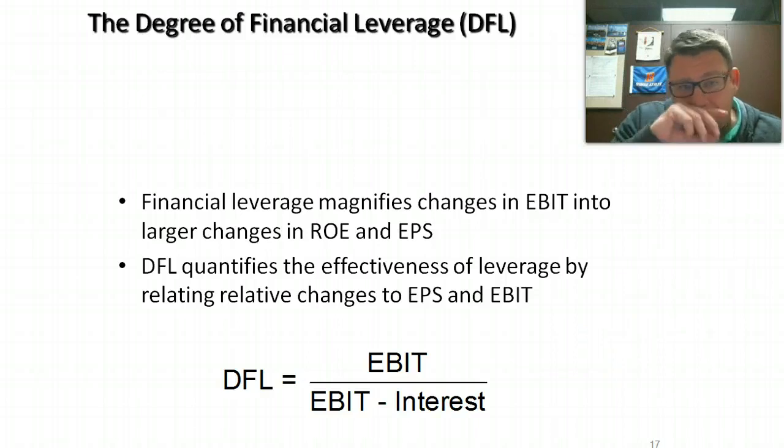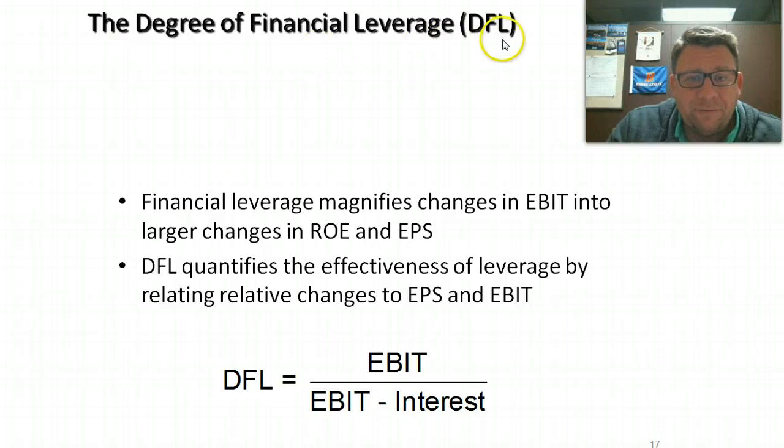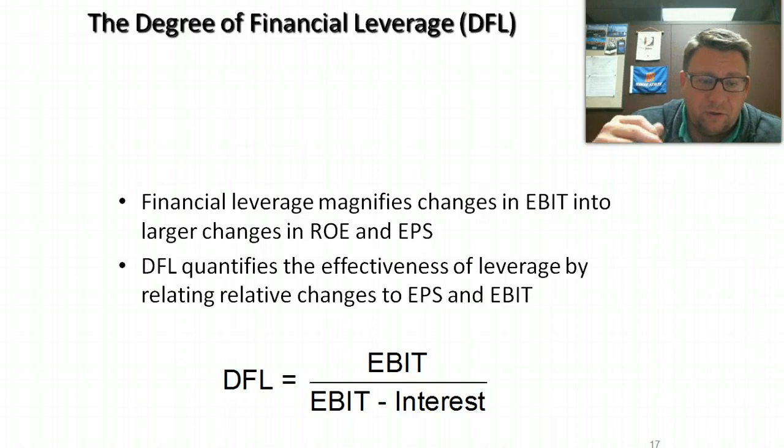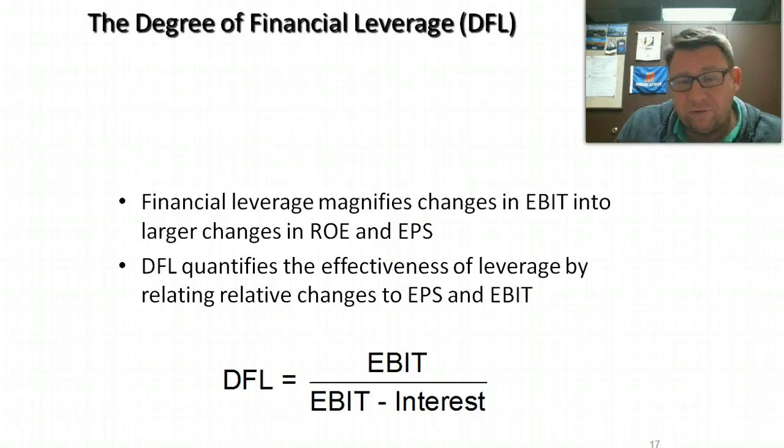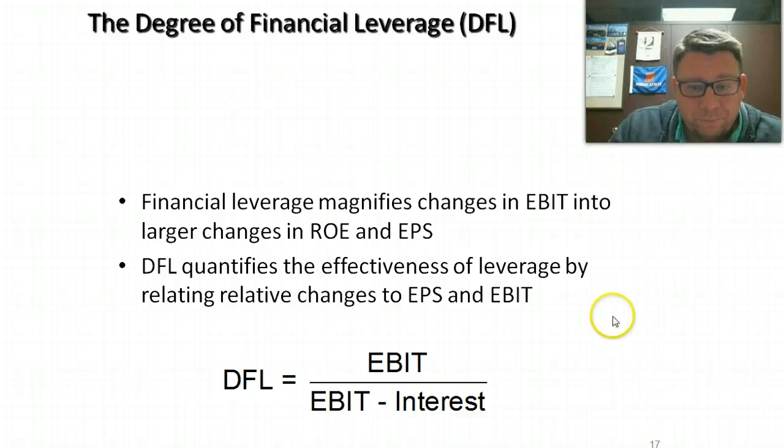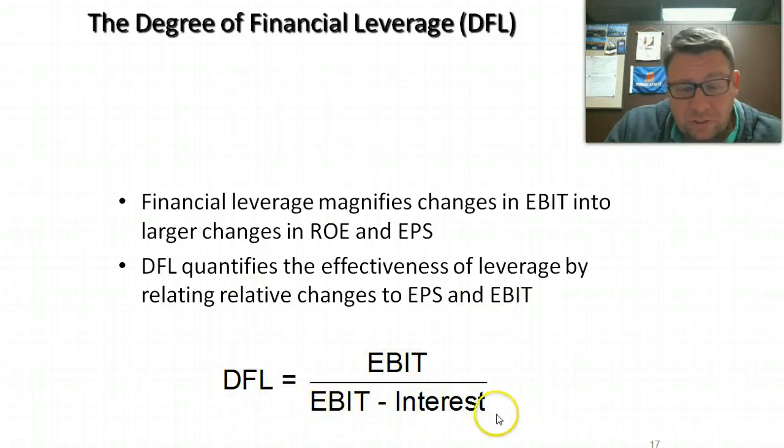Okay, so the last thing in this podcast is the degree of financial leverage, or DFL. You want to be familiar with that expression. Financial leverage magnifies the change in EBIT into larger changes in ROE and earnings per share. So a change, we can magnify that. If our degree of financial leverage is 10, then we know what effect a change in EBIT will have. The calculation for that is EBIT divided by EBIT minus interest equals the degree of financial leverage.